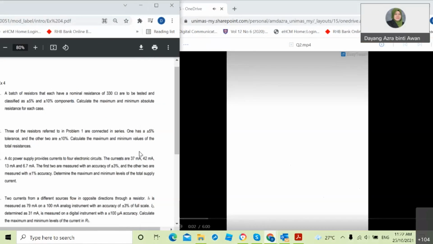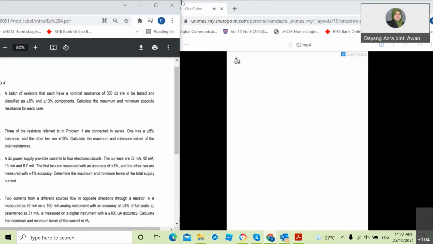For question number 2, try to get the ideas on how to do your exercise. And then these 3 resistors are connected in series. So we have resistor number 1, R1, R2, and R3.